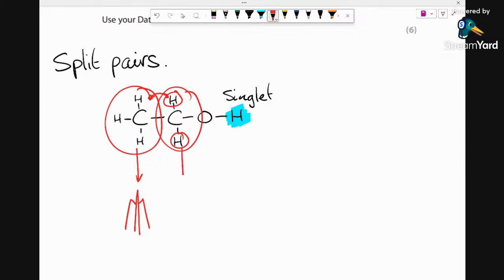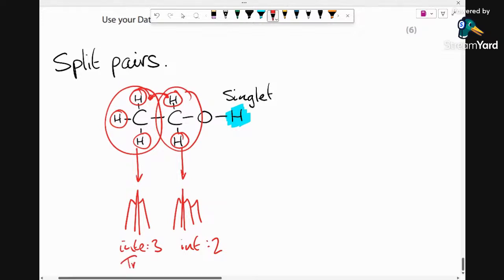This one, on the other hand, is going to have an integration, by the way, of 3. This one on the other side is going to have an integration of 2. We have the original peak plus 3 clones from adjacent non-equivalent hydrogens. So it looks a bit like this. So we get to see our triplet. This is our triplet, and we saw these last lesson, and our quartet.